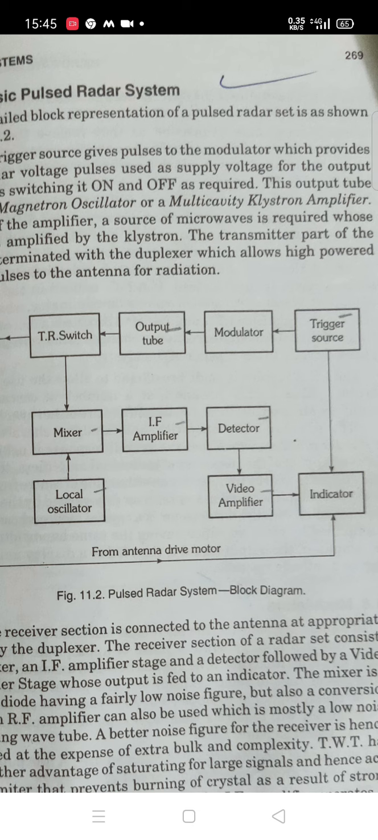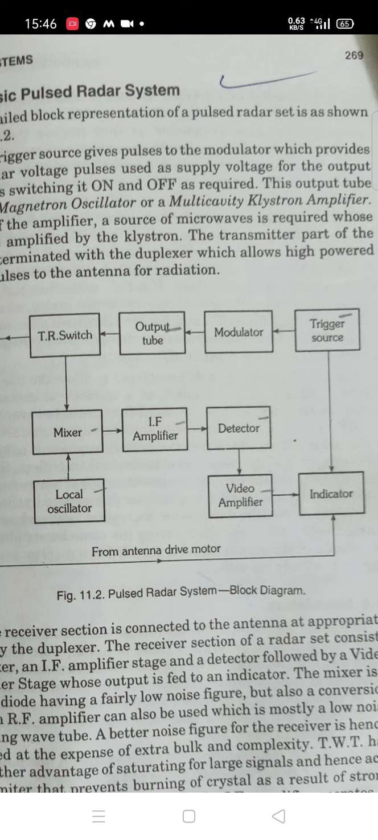If AFC, that is automatic frequency control, is used in the receiver section, it may simply consist of a phase discriminator, which takes part of the output from the IF amplifier and produces the DC correcting voltage. If the intermediate frequency changes, this voltage is then applied directly to the repeller of the klystron. So this is about the IF amplifier and its working.